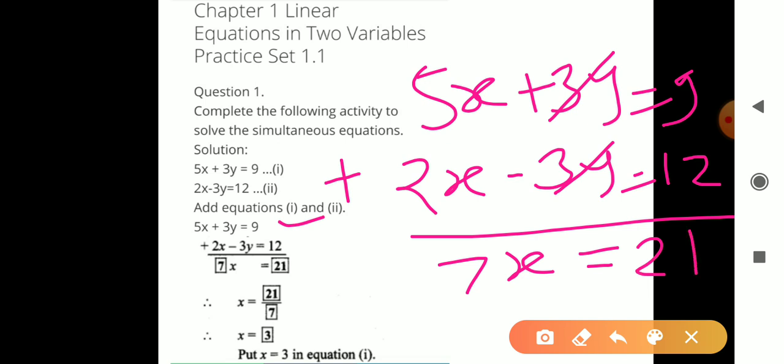Okay, then this 7, which is multiplied with x, becomes a divisor of 21. So x is equal to 21 divided by 7, and 21 divided by 7 is 3. So the answer is x equal to 3. So we get the value of the x variable. Now we have to put this value of x in any one of the equations, either equation 1 or equation 2. Here we put x equal to 3 in equation number 1.